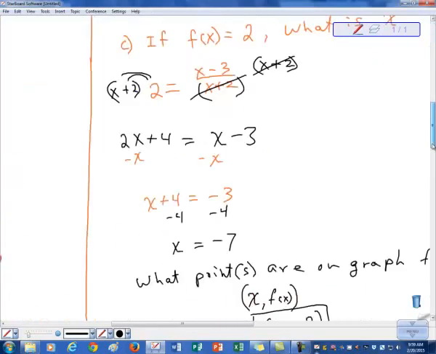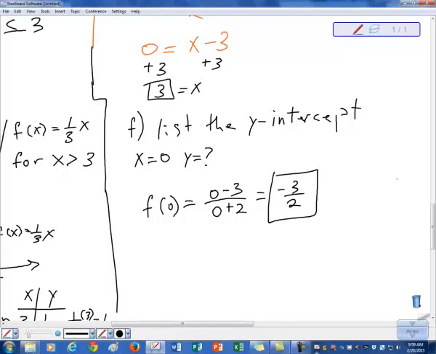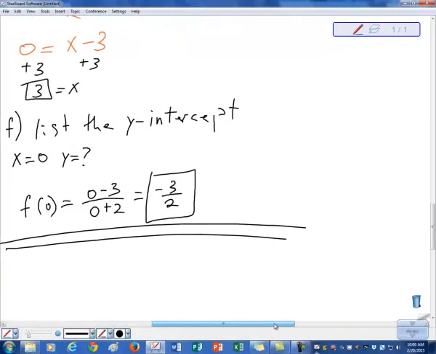So this will be f of 0, put 0 in for x, 0 minus 3 over 0 plus 2, and we get negative 3 over 2 out. And so you would just write that as negative 3 over 2. There'll be space for that. Okay, and so that's that particular problem.